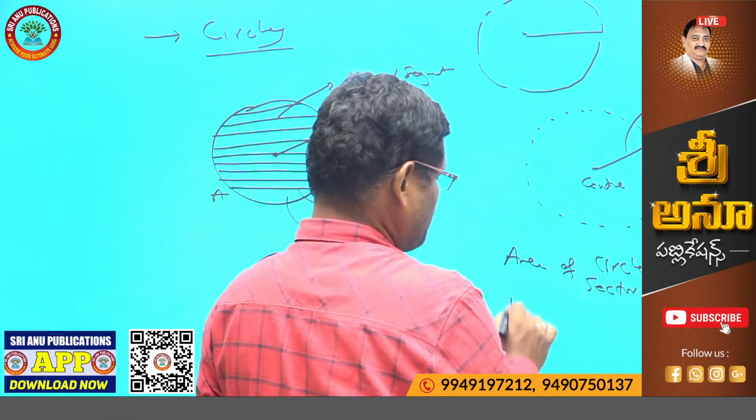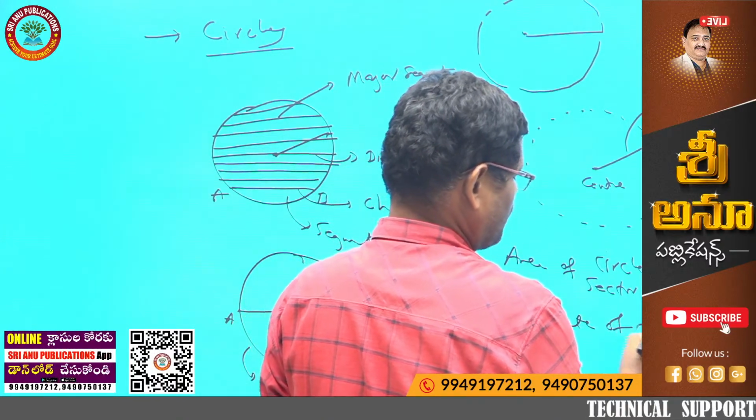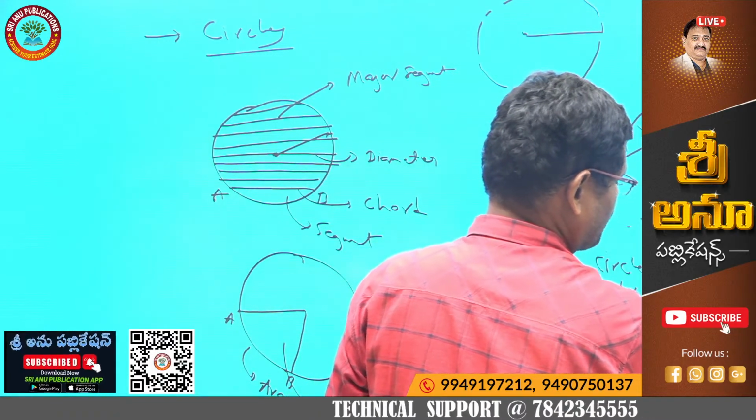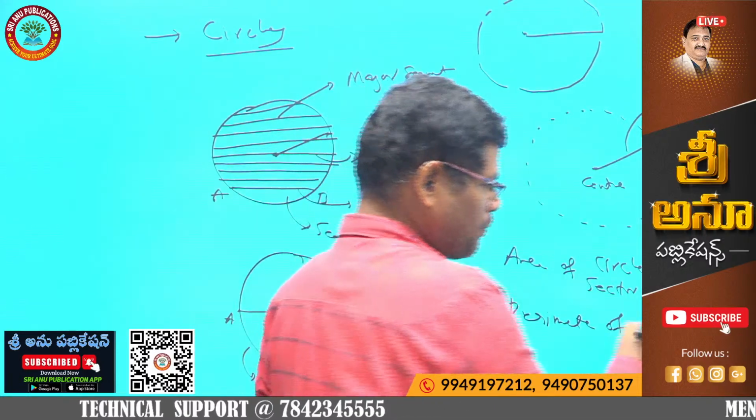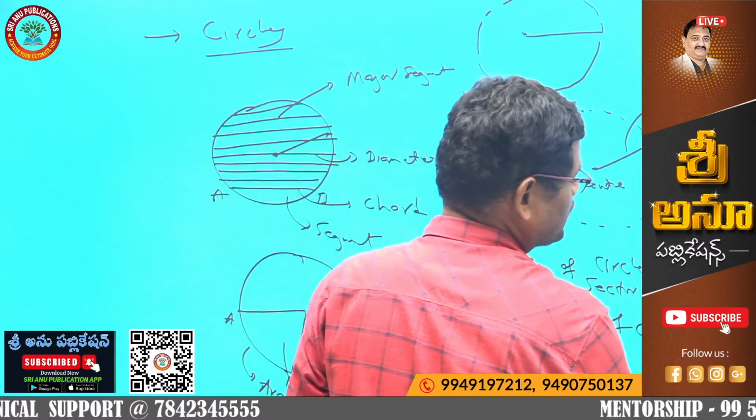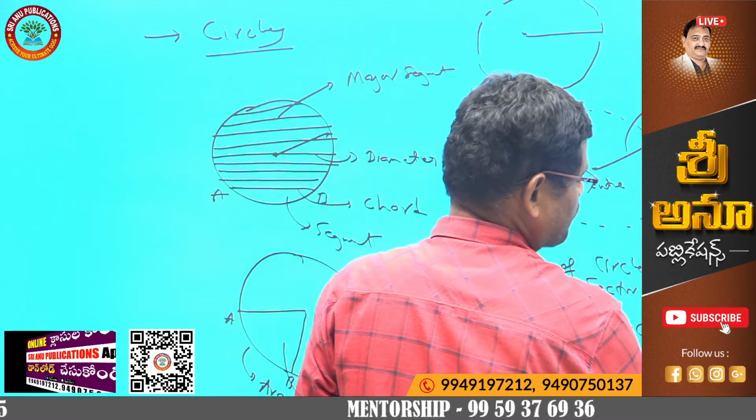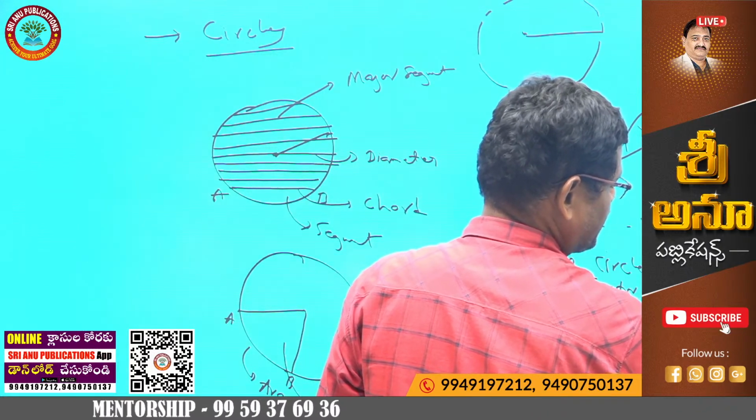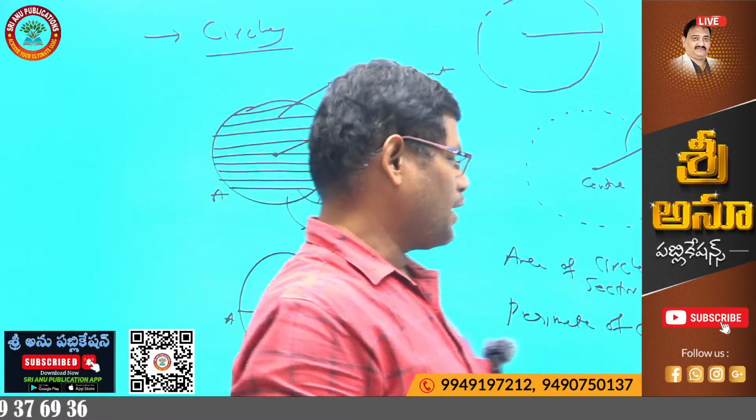Now the perimeter of a circle. Perimeter of a circle is what here? 2 pi r. 2 pi r. Now you can find this one. If you want to find the area of the sector, it is nothing but pi r square into x degrees by 360 degrees. And the perimeter of the circle is how much here? We can find 2 pi r.